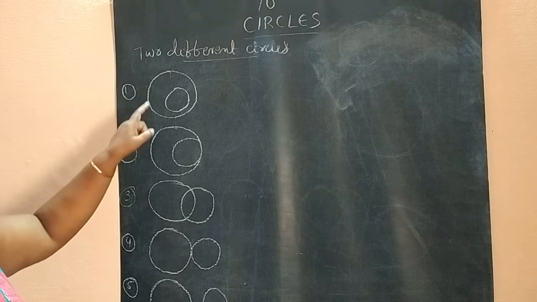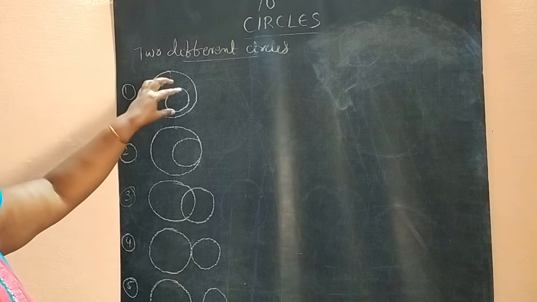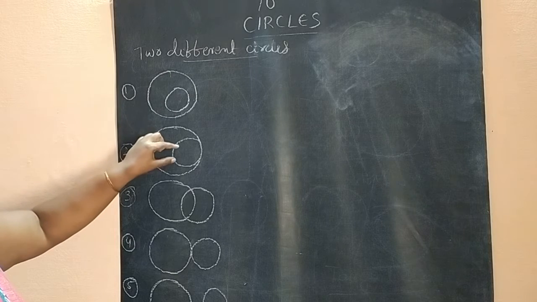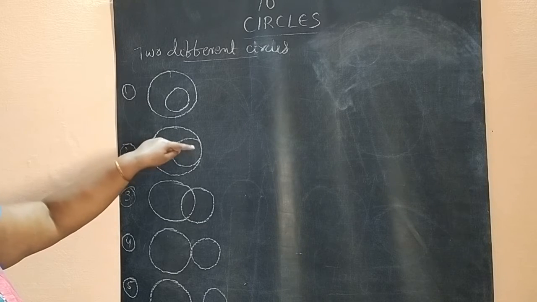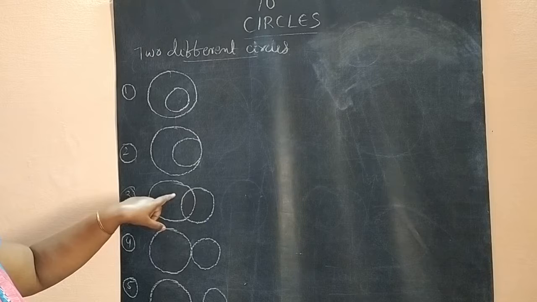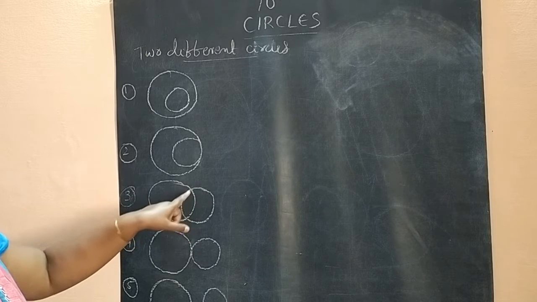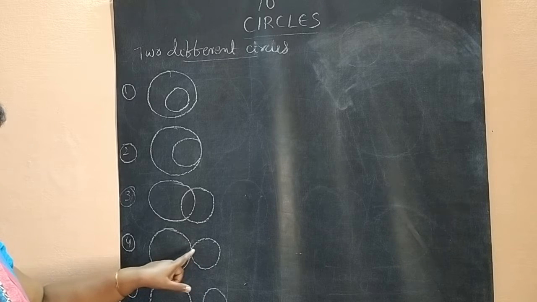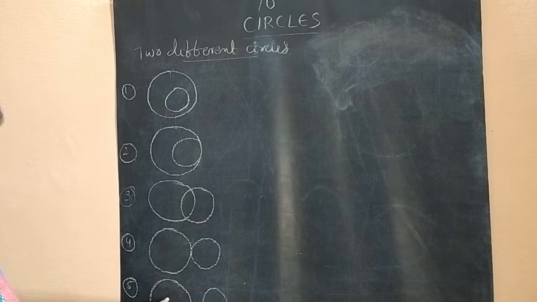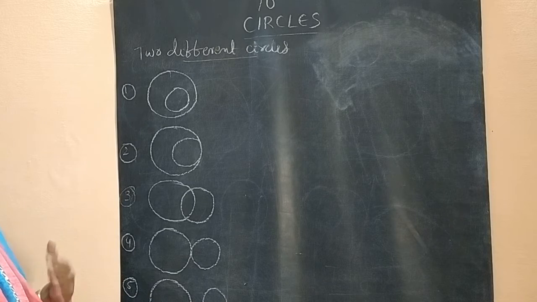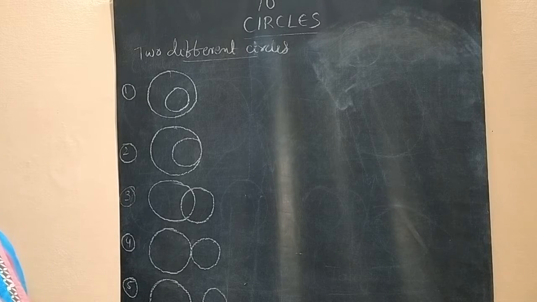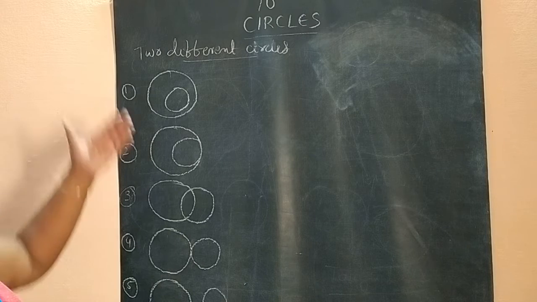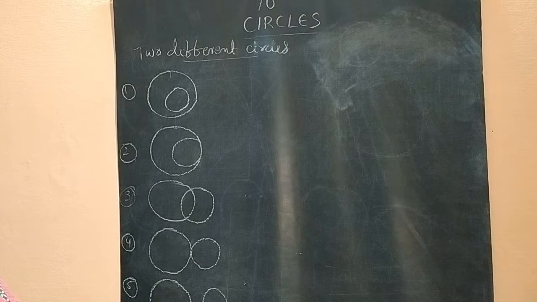What is the first one? One circle is completely inside. One circle is touching inside. First circle and second circle intersecting at 2 points. First circle and second circle touching outside. First circle and second circle having no intersection at all. So these are the 5 different ways of representing two different circles in a plane.